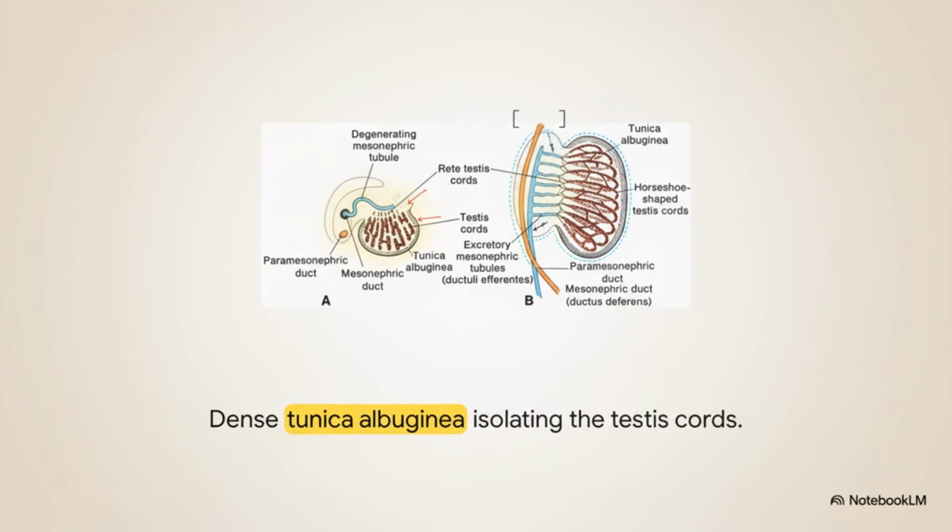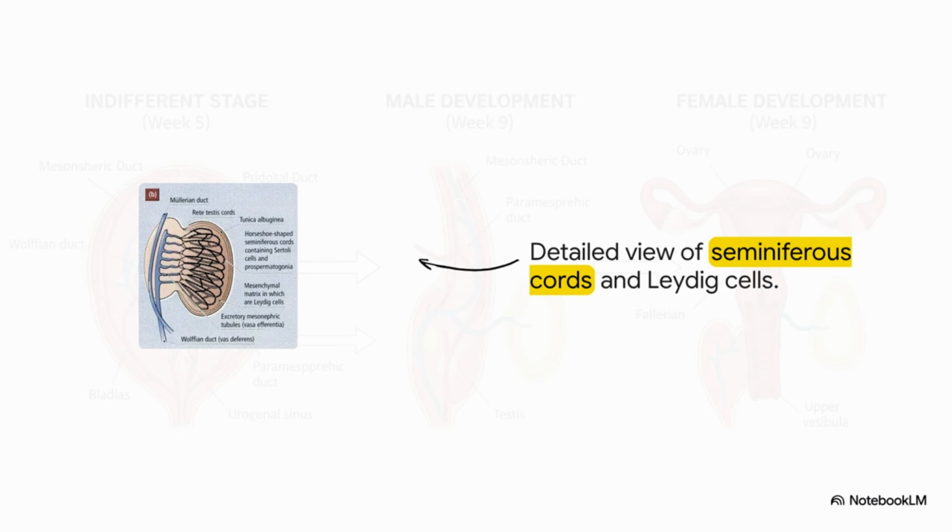Take a look at that dense white band just beneath the surface. That is your newly formed tunica albuginea, and it is a real game changer structurally. Because of this dense layer, those horseshoe-shaped testis cords are now totally isolated from the outer surface. You can also see how the testis cords are reaching down to make contact with rete testis cords near the hilum. Let's zoom in and unpack this a bit more.